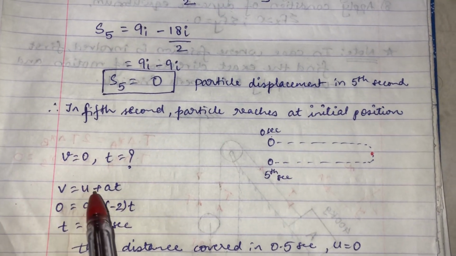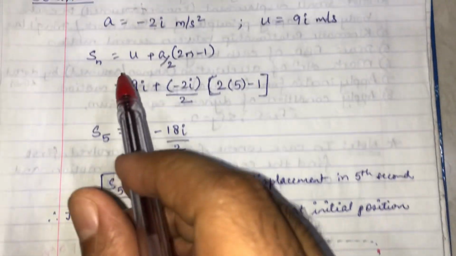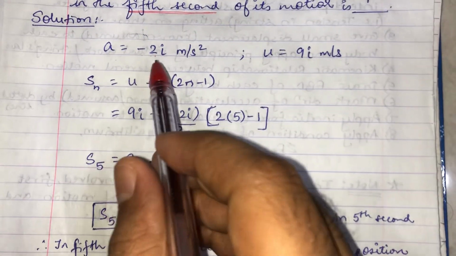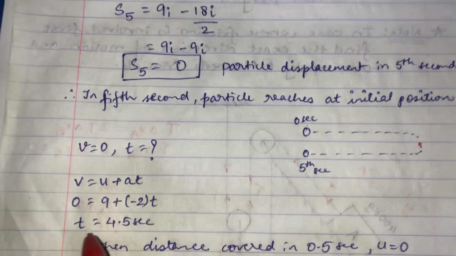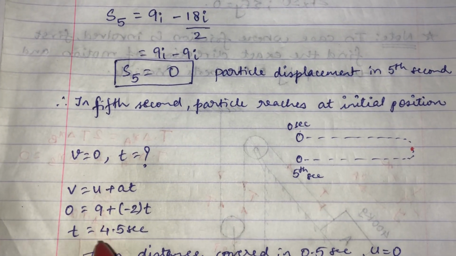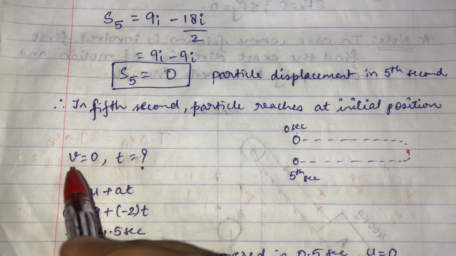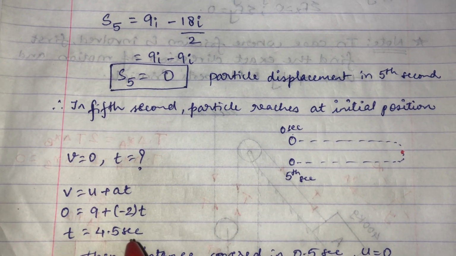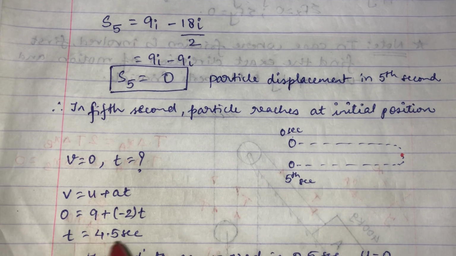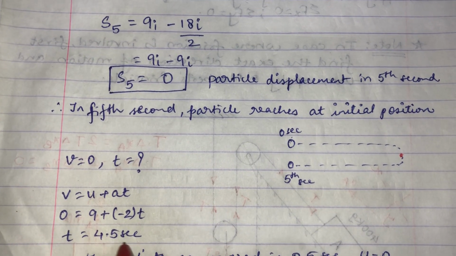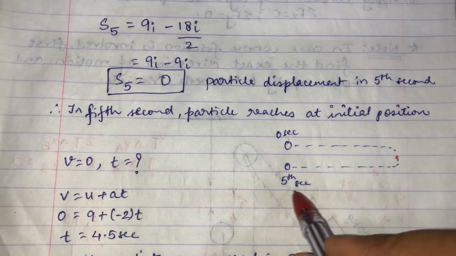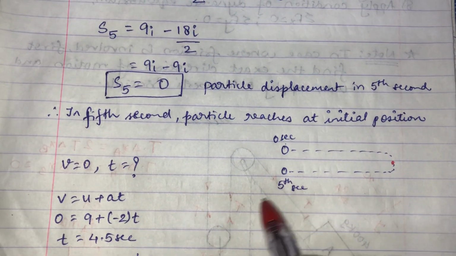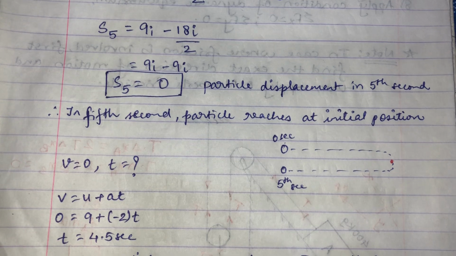So v is equal to 0, u is 9, as already mentioned, 9 meter per second. a is minus 2, as mentioned here. If I substitute that, I am getting t is equal to 4.5. So for v to become 0, the time taken is 4.5 second. Be very clear, 4.5 second. Here it is fifth second. So from 4.5 to 5 second, only 0.5 second is remaining.